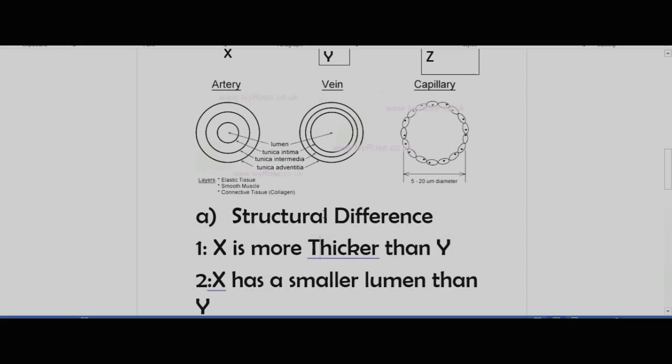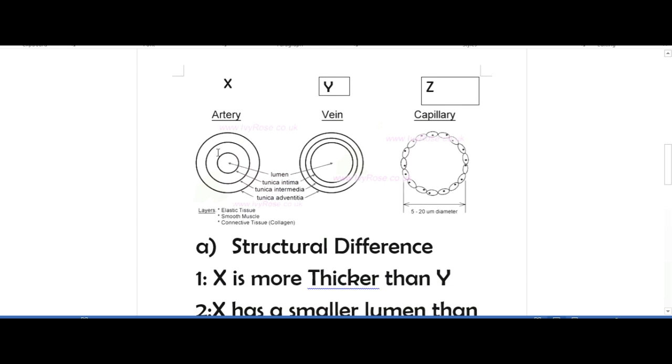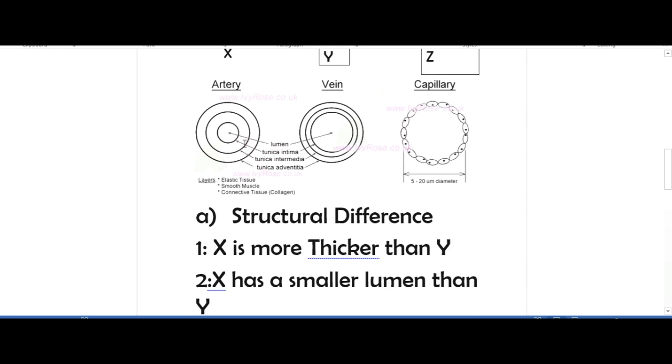Now we have the next question. We have X, Y, and Z: the artery, vein, and capillary. The artery has a smaller lumen, which is like a hole, and the vein has a bigger, wider lumen. And the structural difference is that X, this is X, the artery, is thicker than the vein.